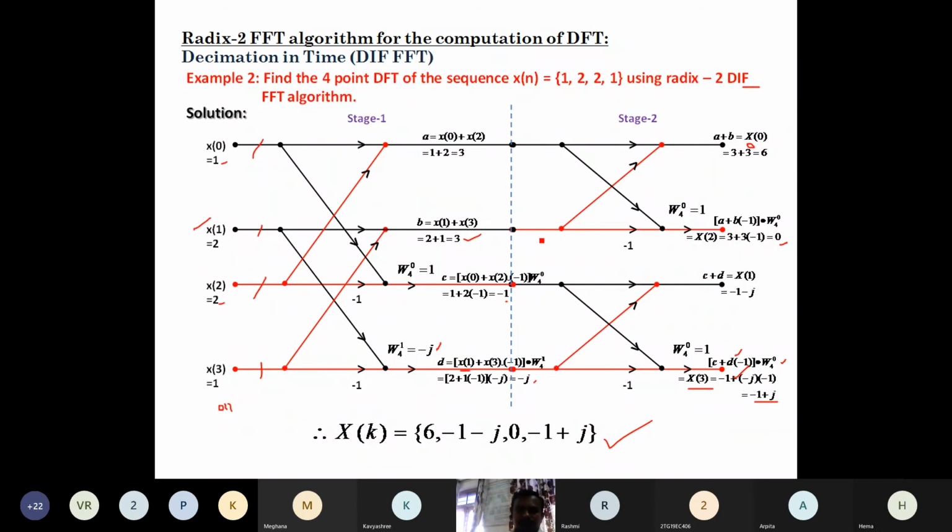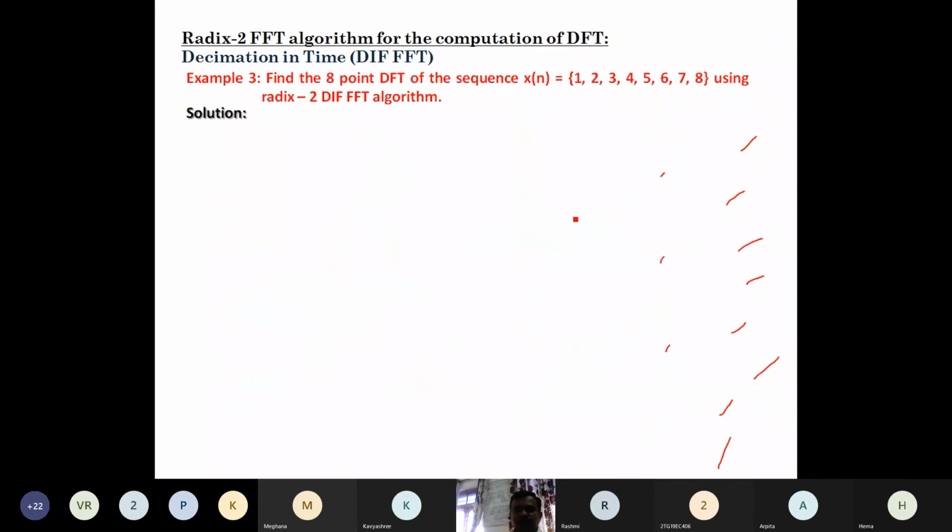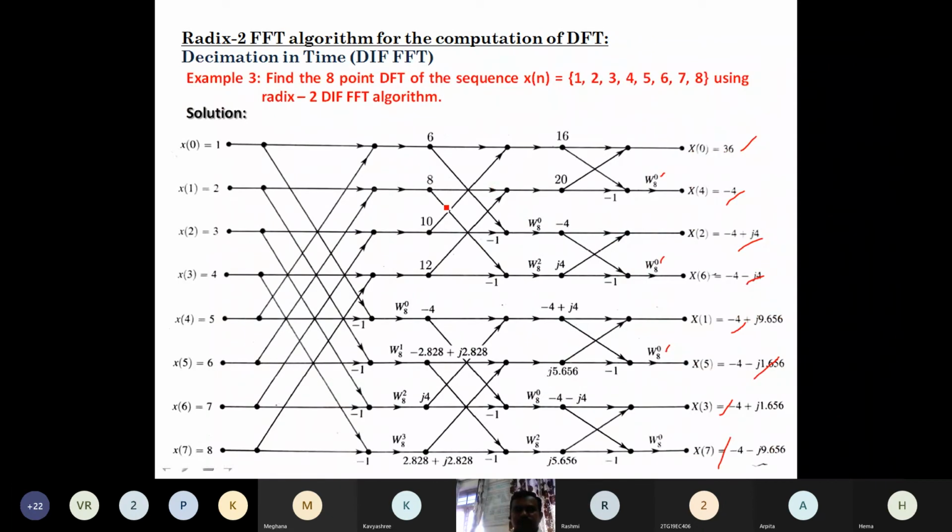2 point they won't ask. They ask either 4 point or 8 point. Maximum times they ask only 8 point, because it needs a calculation of 8 point, 3 stages, and maximum calculation. Minimum 20 minutes will go to get 10 marks. If you are fast you can finish in 10 minutes, but put the graph neatly.